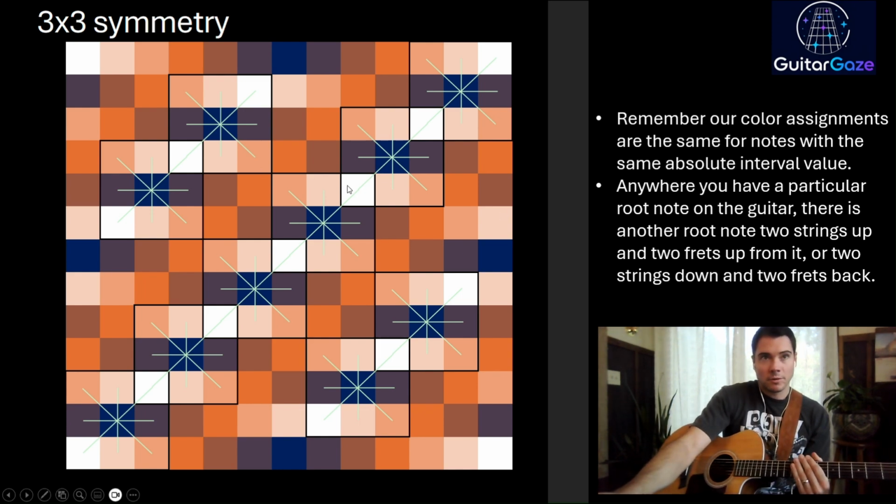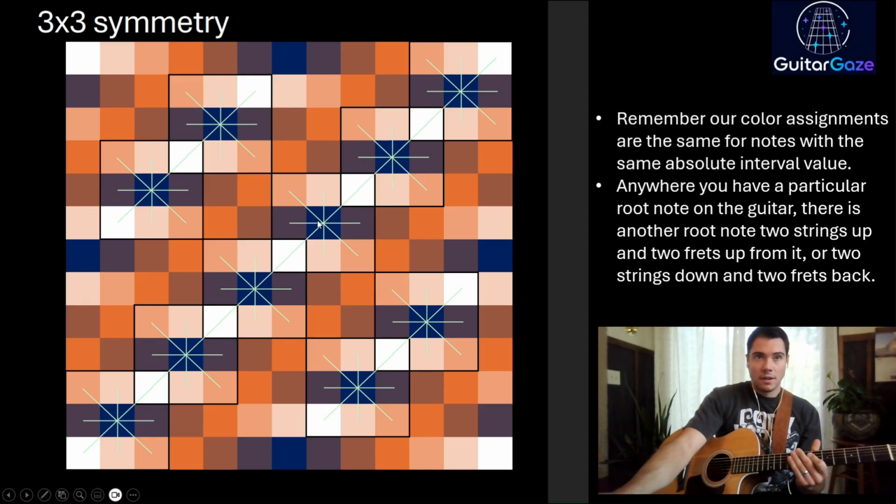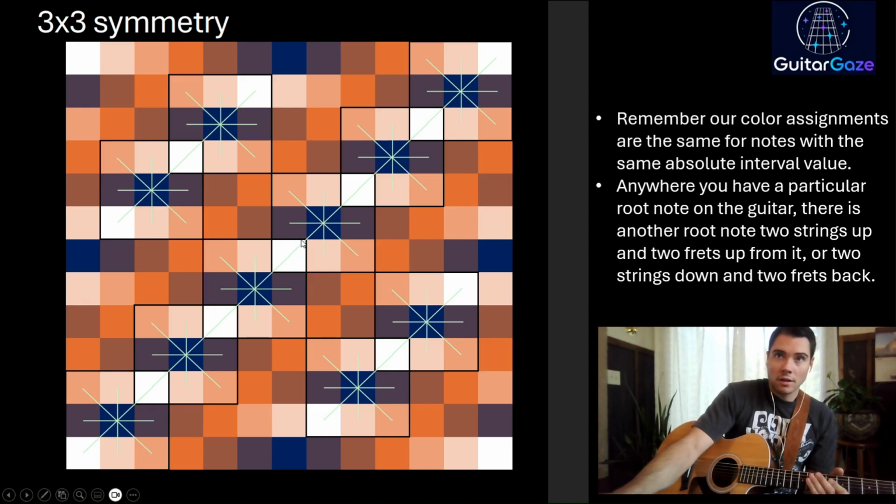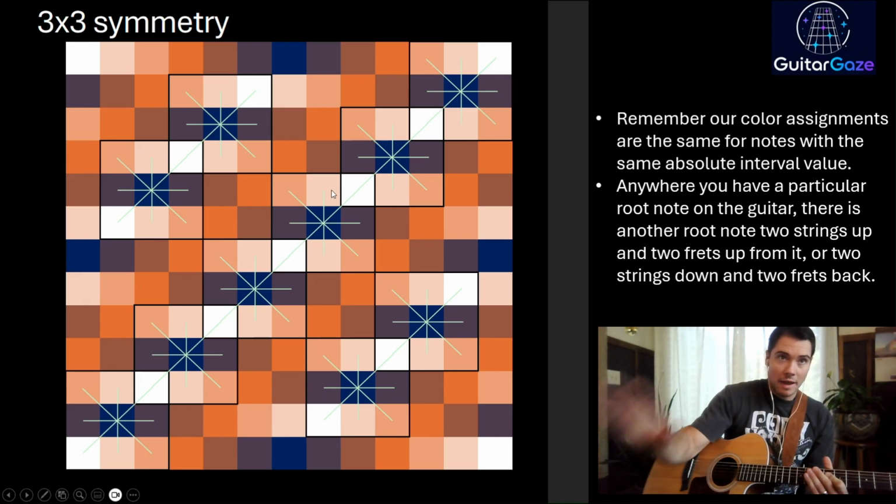So that's the shape that we're talking about here. You've got the root note in the bottom left corner, and then up 2 strings, up 2 frets, you've got the root note in the top right corner. Now, remember our color assignments here. The color assignments are the same for notes with the same absolute interval from the root note. So you've got this line connecting these 2 notes of the same color, this line connecting these 2 notes of the same color, and this line connecting these 2 notes of the same color.